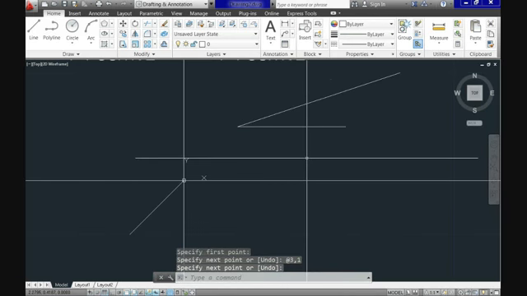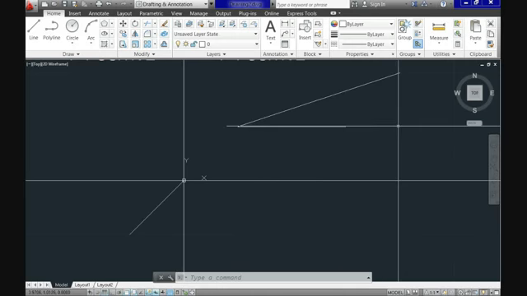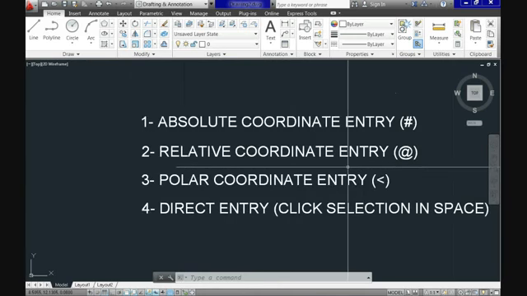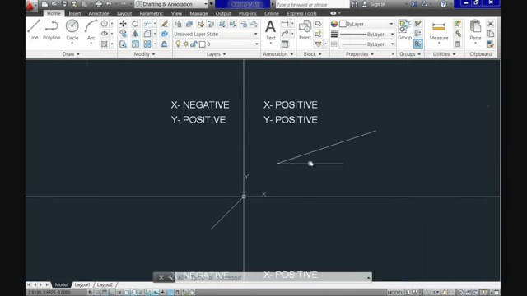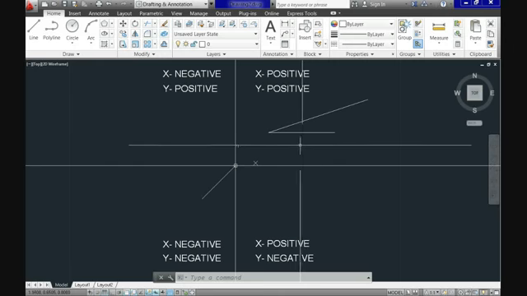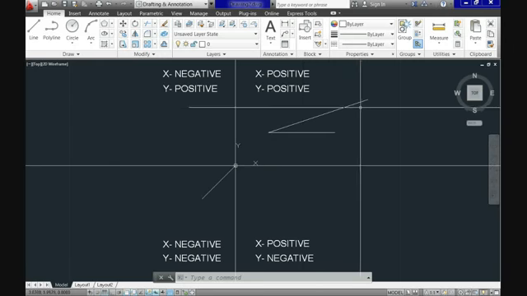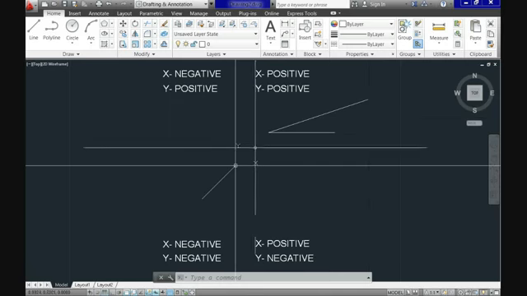Because by default, after the first point, AutoCAD switches from absolute to relative. Relative is associated with the add symbol, which means that AutoCAD is using the previous point as the origin, the last point you selected. When you enter a different set of numbers, like 0,2 or 2,6, the last point is the reference.